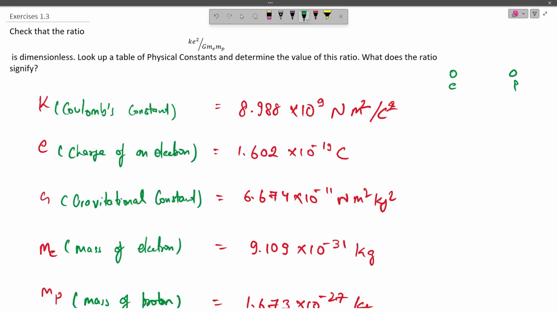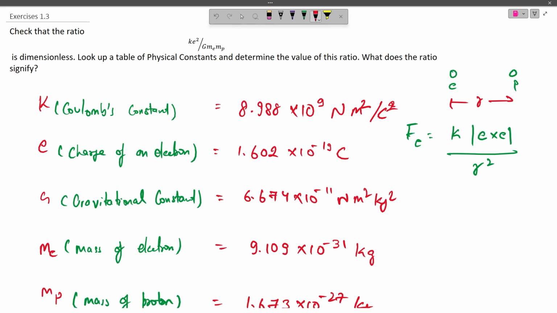So we know the expression of electrostatic force. If we represent it by Fe, that would be equal to K times charge on electron, represented by e, multiplied with charge of proton, again it is e, divided by the distance of separation, that is r square. Now if we represent the distance of separation by r, then it would be Ke square by r square.